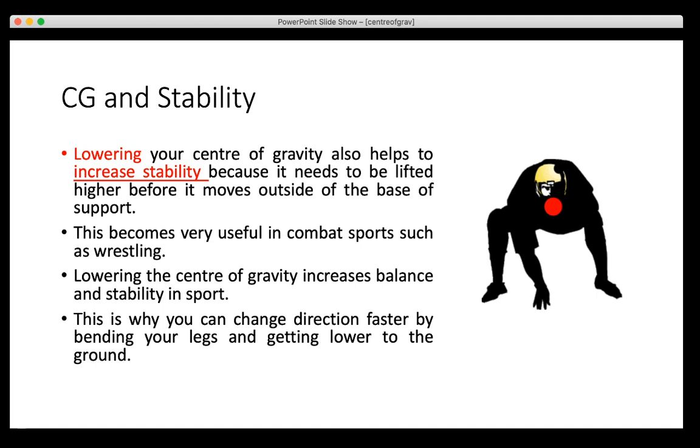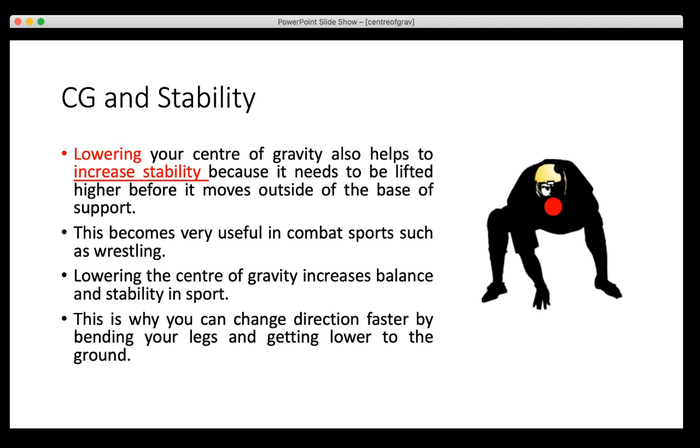So CG and stability, what is the relation, how important your CG point is with regard to stability. Lowering your center of gravity helps you to enhance your stability. This is the main idea on this slide. When you lower your body, you are lowering your mass, and then your CG will shift towards the lower side. As it shifts towards the lower side, you will become more stable.